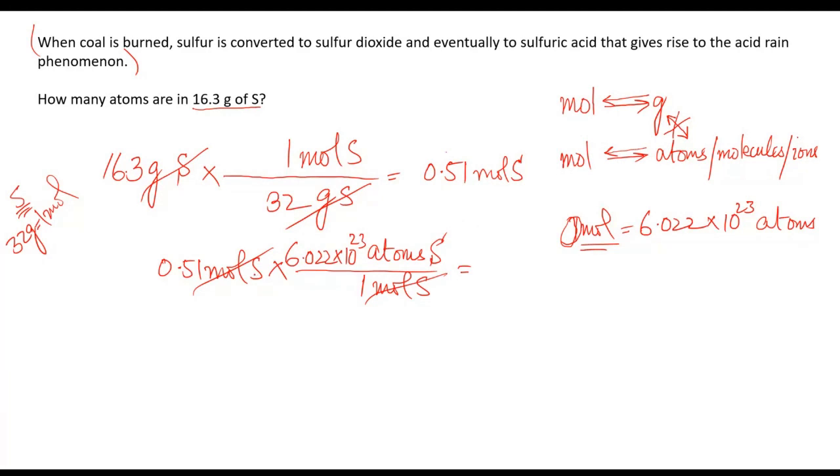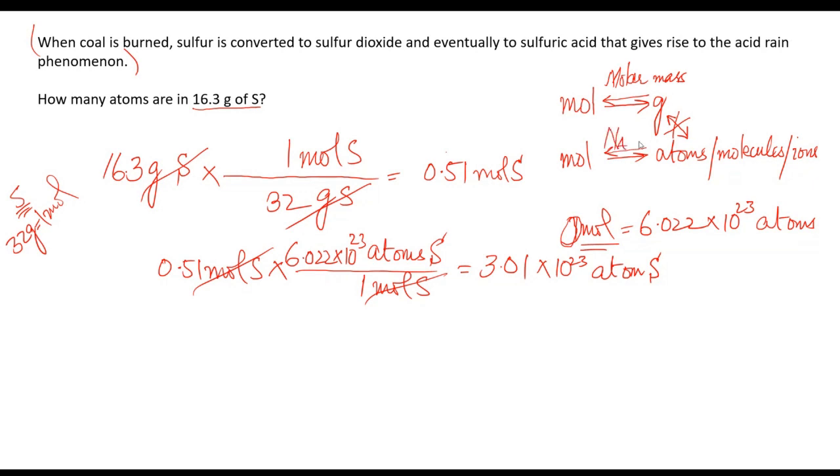What should be your answer? 3.01 into 10 to the power 23 atoms of sulfur. Yes, boys, any question from your side? When you change mole to gram or gram to mole, you will use molar mass. When you change mole to atoms or molecules or ions, or atoms to mole, you will use Avogadro's number.